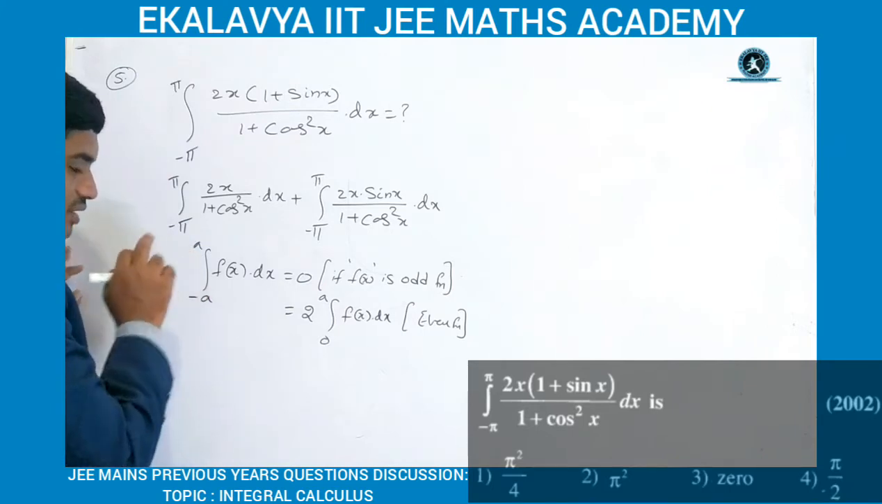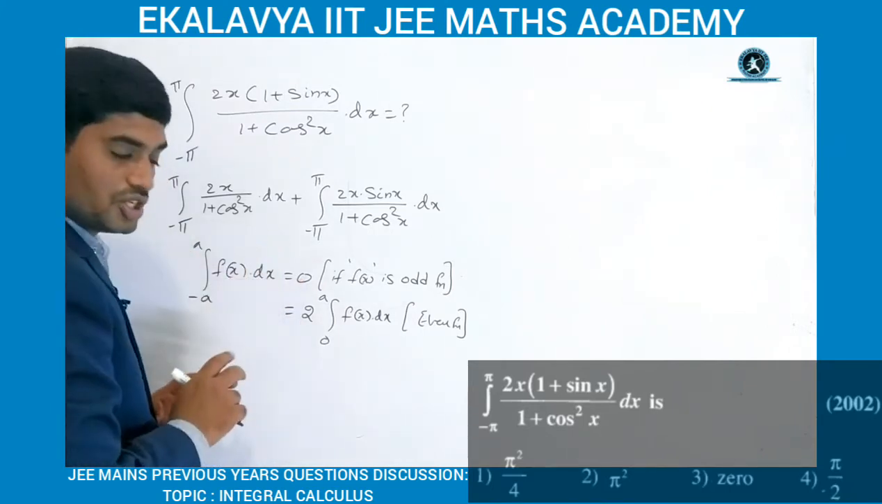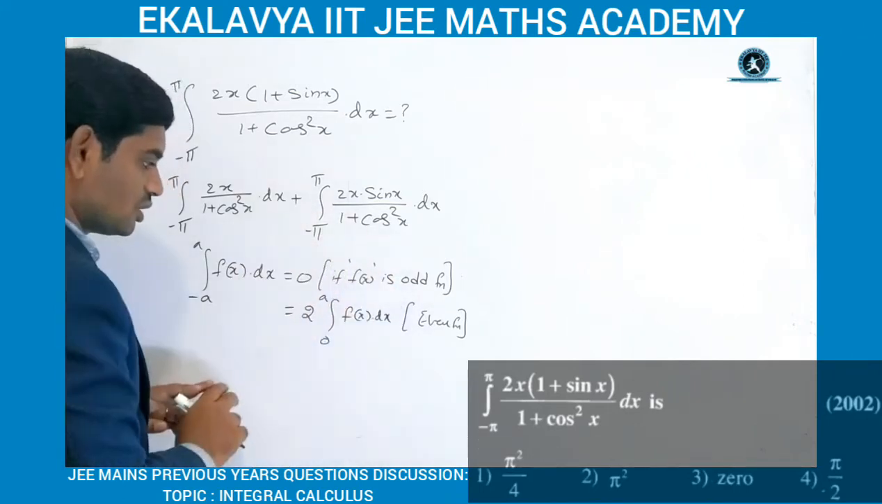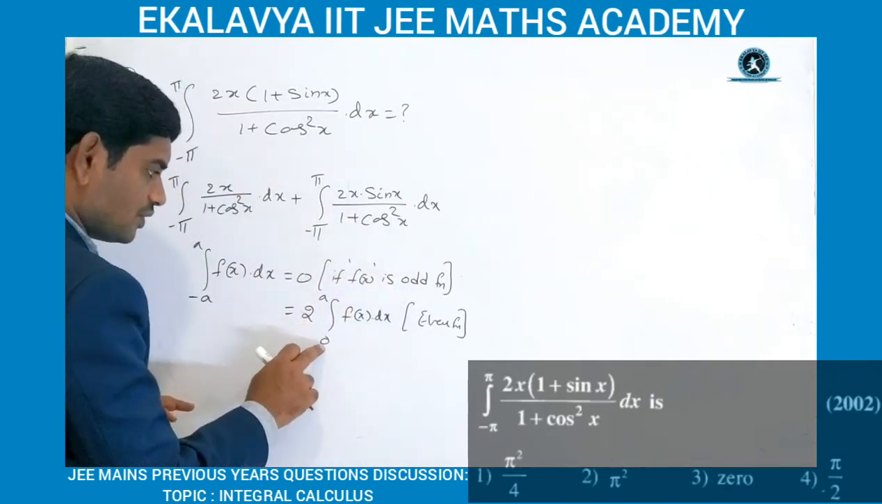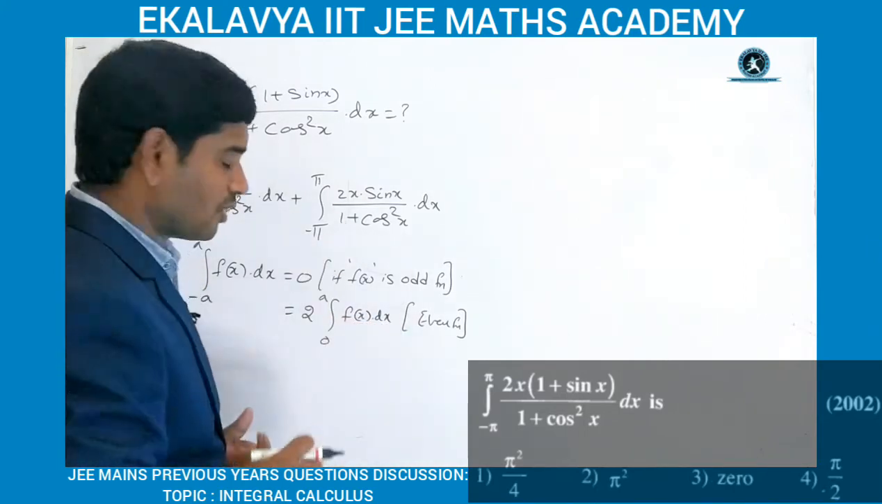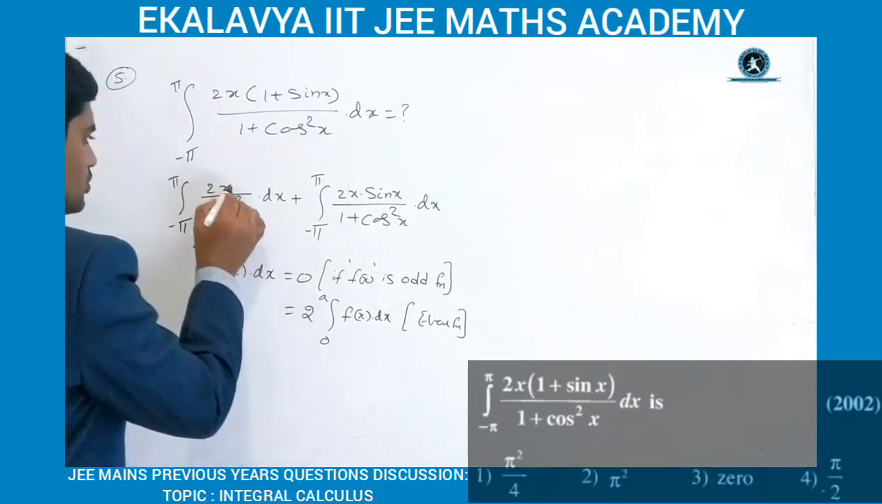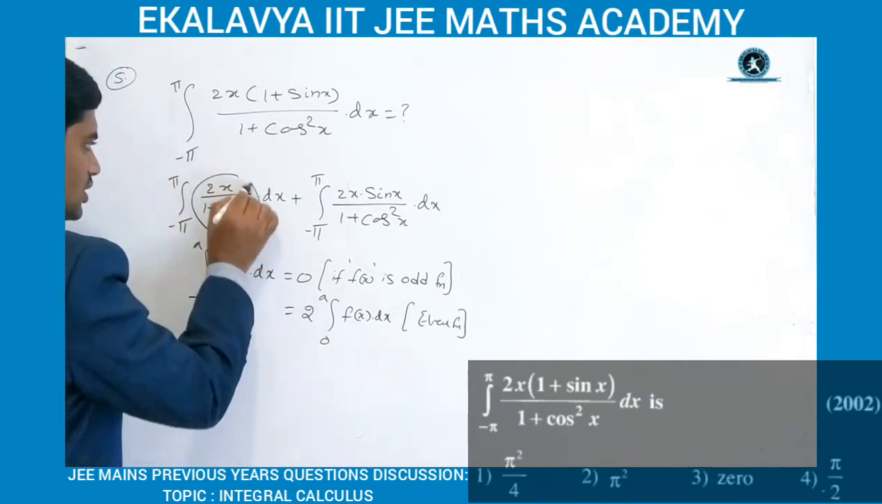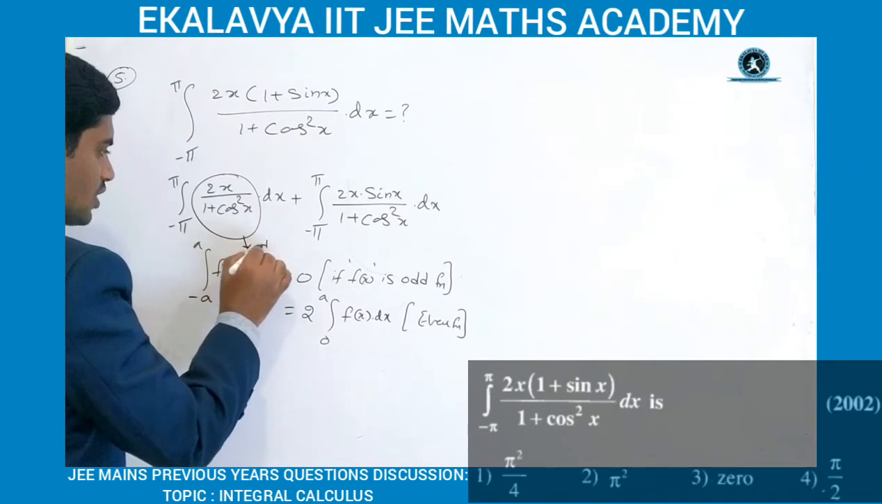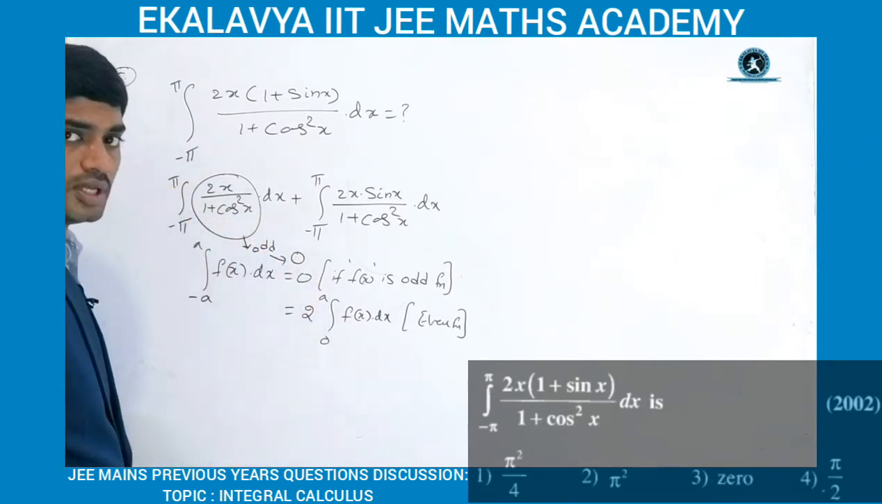Integration of minus a to a f of x dx is equal to 0 if f of x is an odd function, which is equal to 2 times the integration of 0 to a f of x dx if f of x is an even function. So now I am going to use this property here. If we observe this 2x by 1 plus cos square x, this entire thing is an odd function, so it becomes 0. So this entire part becomes 0.